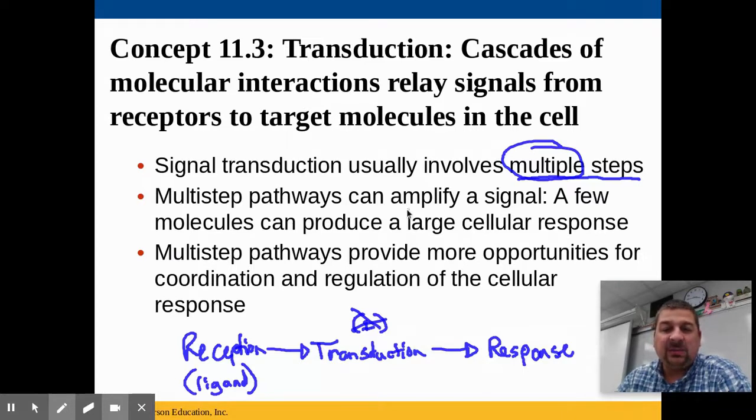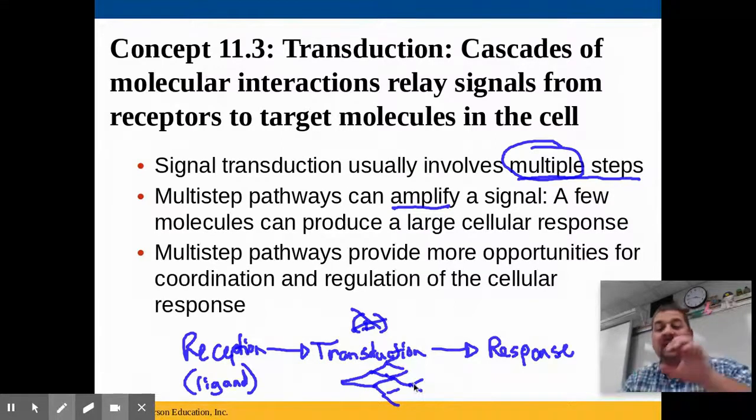These multiple pathways can amplify, so one can spread out to another, to another, to another, and it can amplify that response and make that response much larger than just a single protein can. Multistep pathways provide more opportunities for coordination and regulation, for the cell to coordinate its response in a more timely manner, and also getting different parts of the DNA to create a cellular response, or to create that certain response that is needed by the cell.